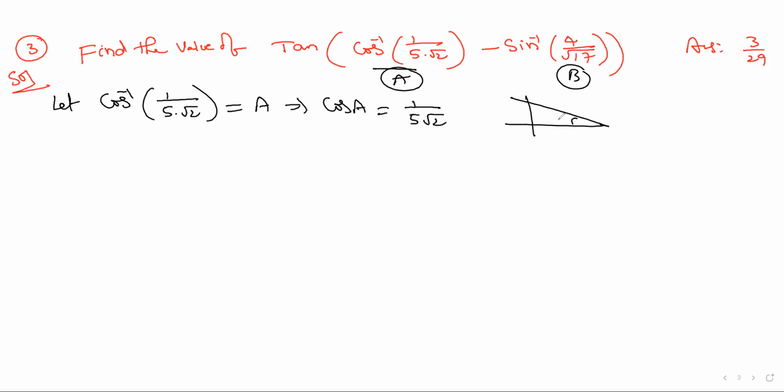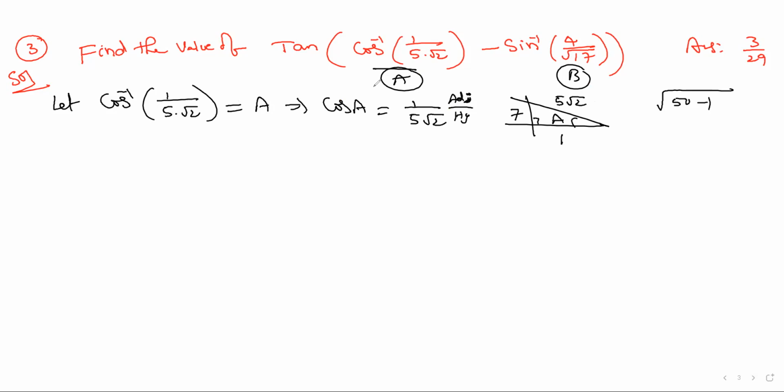So from this triangle, the cos A formula is adjacent side by hypotenuse. What is the adjacent side here? Adjacent side is 1, hypotenuse is 5 root 2. Opposite side is root under 5 root 2 whole square, which is 50, minus 1. This is 7.